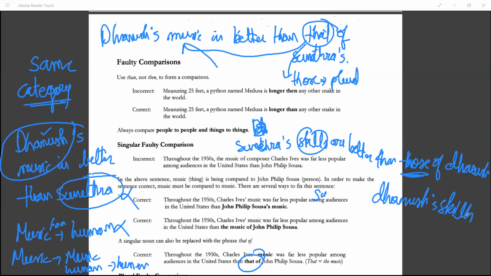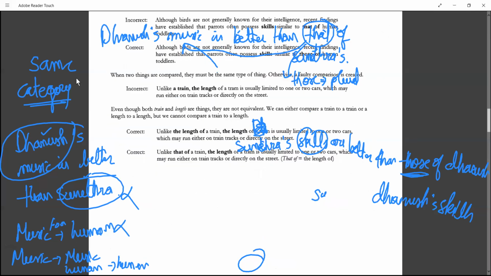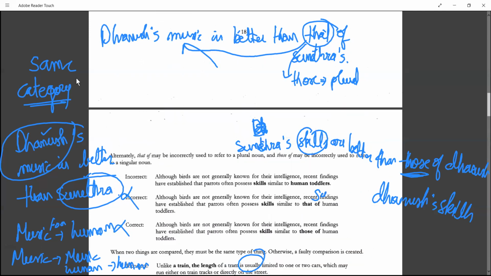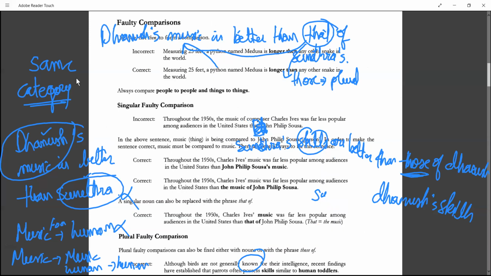So that is word pairs and comparisons. Understood? It's a very small chapter, but it's a very, very important chapter. And you'll get very simple questions from this. It's a very, very nice chapter. You should actually get a hold of it.